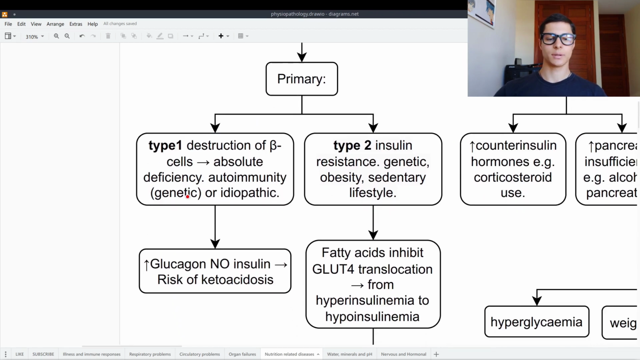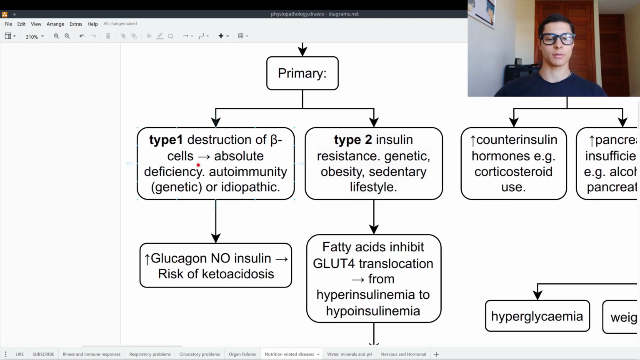In the primary we have the type 1, which is the destruction of the beta cells, absolute deficiency of the insulin, autoimmunity, genetic or idiopathic. If there is high glucagon and no insulin, there is a high risk of ketoacidosis in this type 1. Type 2 is insulin resistance, genetic, obesity, sedentary lifestyle are correlated.